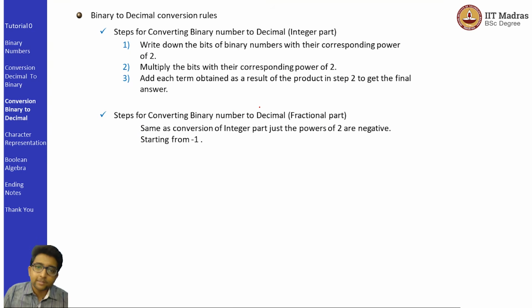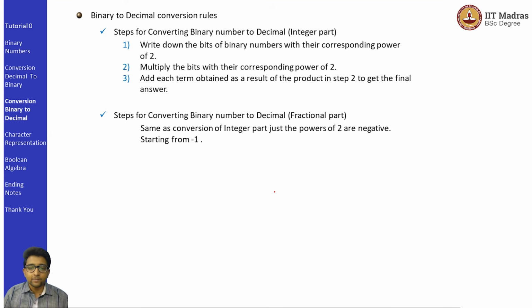So how to convert a binary number to decimal? The rule says to write down the bits for the integral part. Again, we will see the fractional part later. Write down the bits of the binary number with their corresponding powers of 2, multiply the bits with their corresponding powers of 2, and add them. So what do we mean by powers of 2 over here? Since binary is a base 2 number, every digit must have a corresponding base to the power value, right?